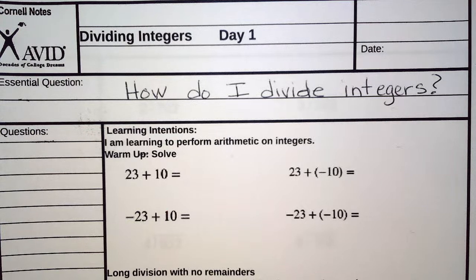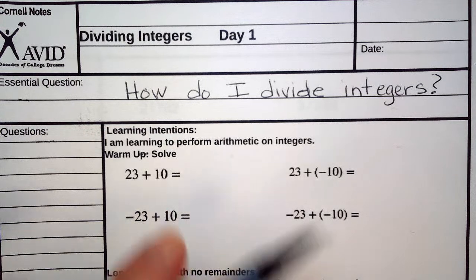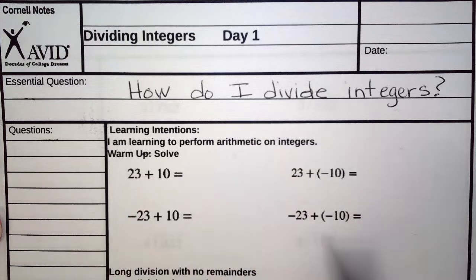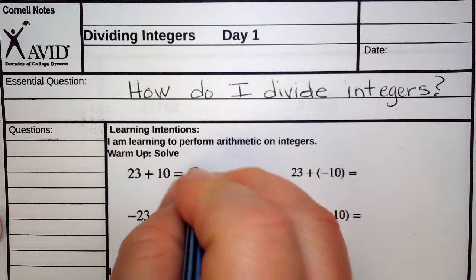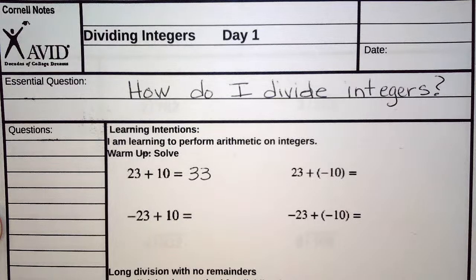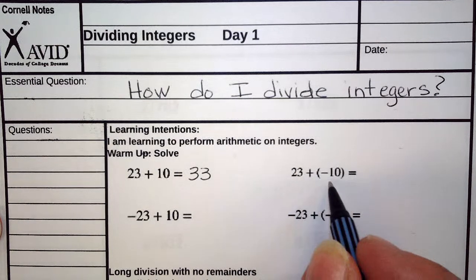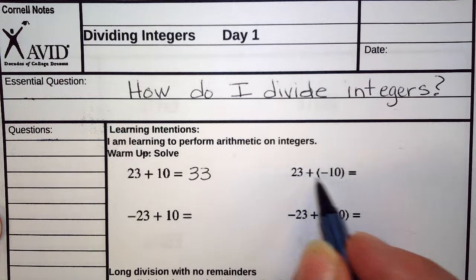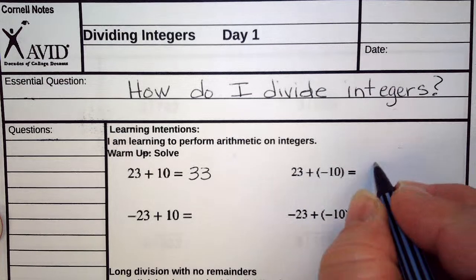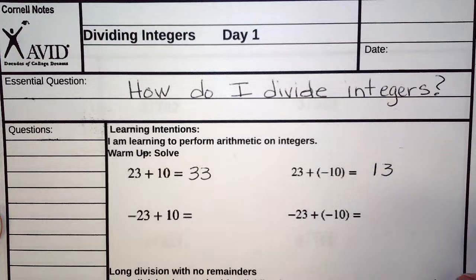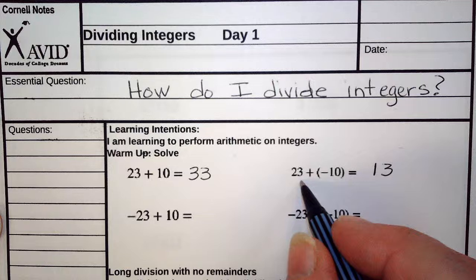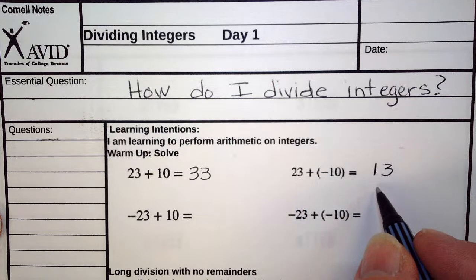Well, I do hope you tried. If you're looking at the first one, they're both positive. 23 plus 10 more gives me 33. On the next one, they've got opposite signs, so I find their difference. I'm going to subtract. 23 minus 10 is 13. Now I look to see which number is bigger. 23 is bigger, it's positive, so 13 is also positive.